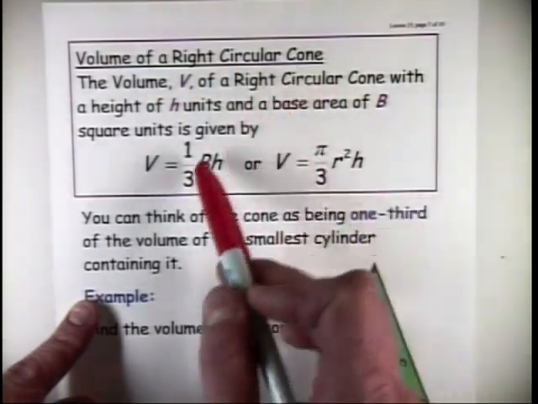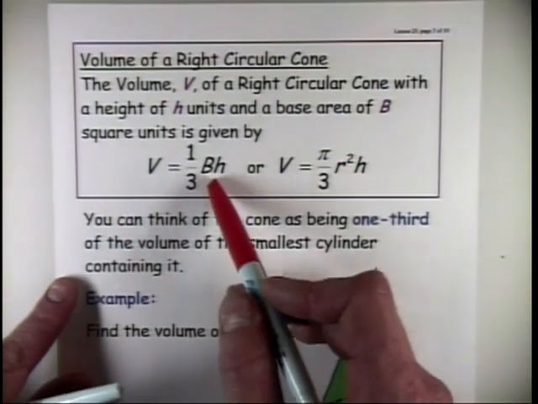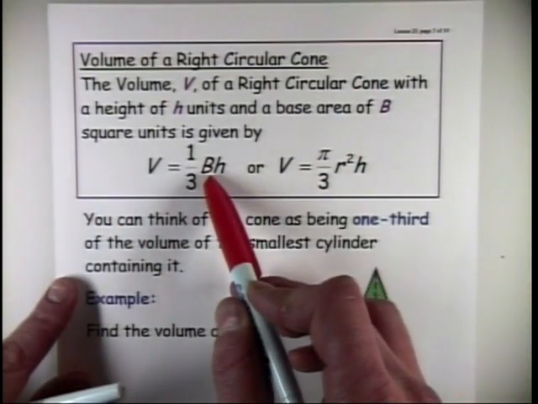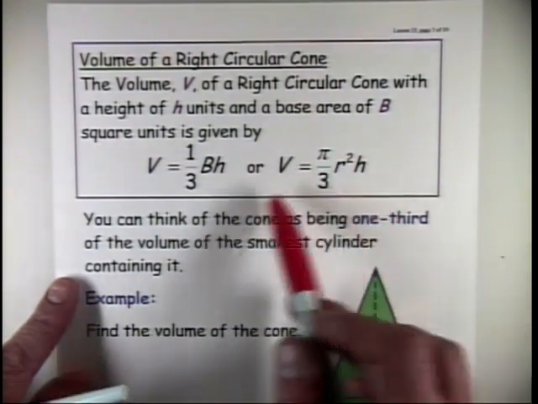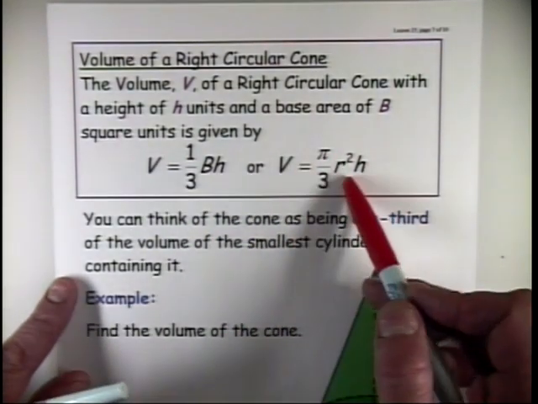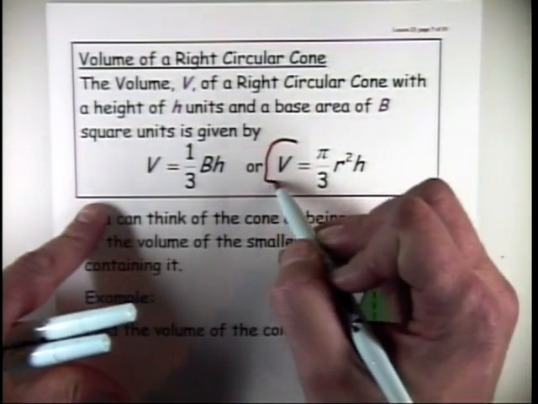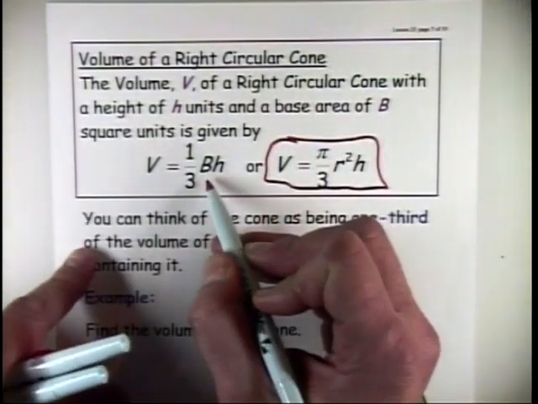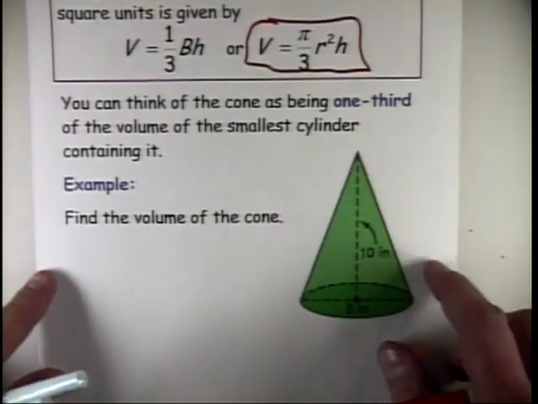Now, because the base of a cone is, in fact, a circle, just like before, we can substitute in pi r squared for B, and we get an equivalent equation, pi thirds r squared h. So this one's kind of generic, and this one is very specific for a cone. They both work. I'd prefer this one here, because we can actually find what capital B is in the context of the problem.